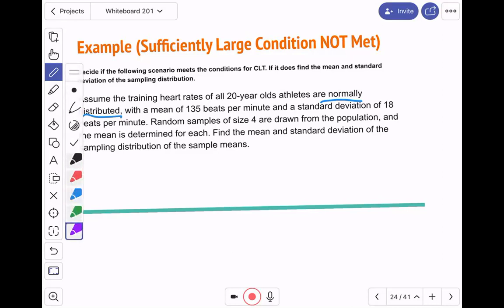I've been doing a lot of talking. Do I have a sample size? Thank you. The sample size is 4 here. So n is equal to 4.